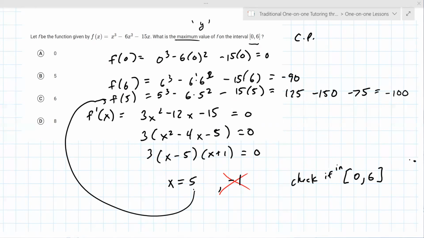I'm surprised they don't ask for the minimum. The minimum would be at 5 then. The minimum is -100. It occurs at x equals 5. So if it said what is the minimum value of f, it's minus 100. Oh, okay. But if this one asks what is the maximum, and where does the maximum occur? Yes, exactly. And the maximum value is actually 0. Yes.